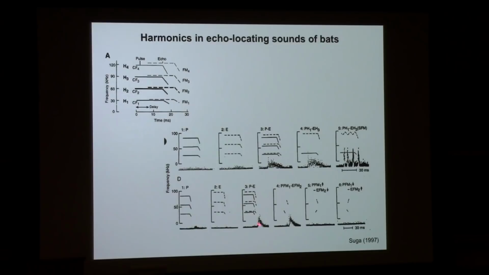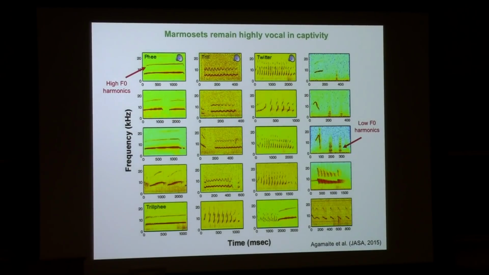But we are not the only species who have harmonics in their vocalizations. There is vocalization from echolocating bats, where you see harmonics. And here's a vocalization from monkeys, called marmosets, which my laboratory studies. And you have harmonics everywhere. So harmonics are everywhere.